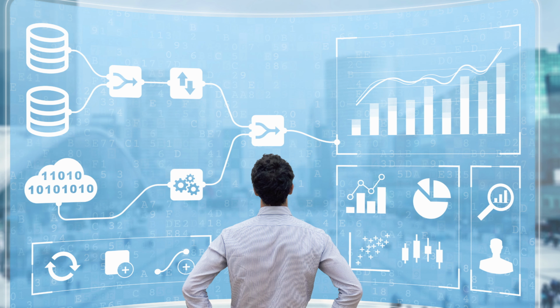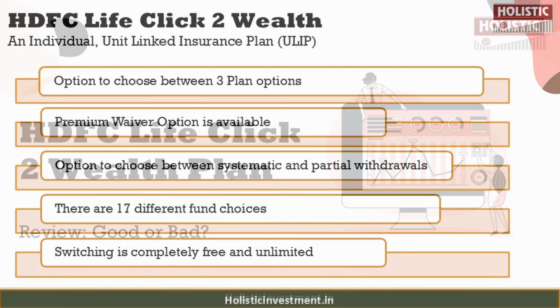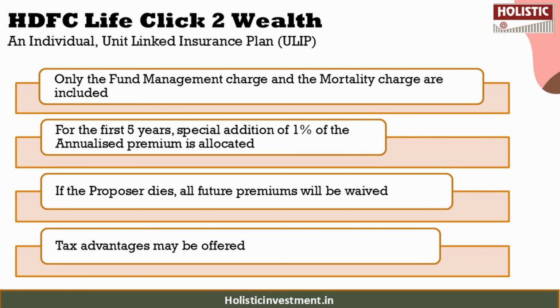Now, before analyzing this policy, let us first understand what this policy is about. This is an individual unit-linked insurance plan. Some of the key features of the policy are: there is an option to choose between 3 plan options, and a premium waiver option is available, and you also have the option to choose between systematic and partial withdrawals, and there are 17 different fund choices, and the switching is completely free and unlimited in this policy, and only the fund management charge and mortality charge are deducted from your premiums.